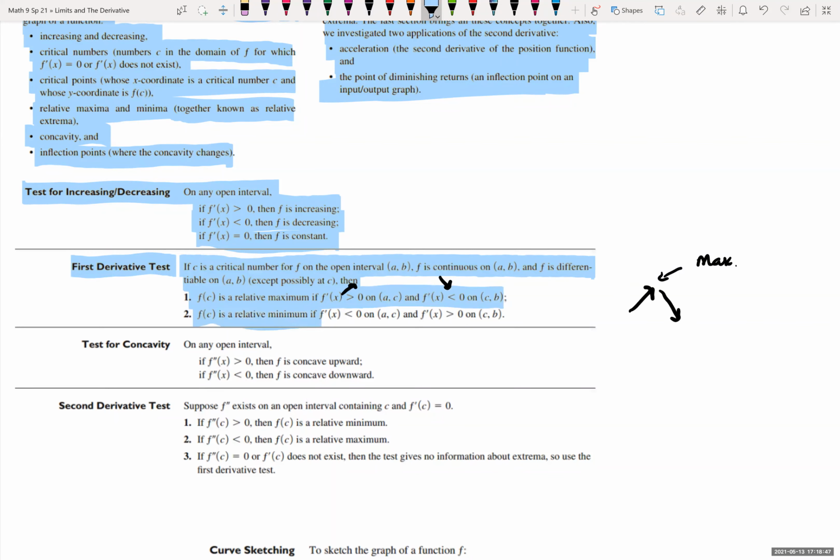So we tell it's a min if we had something that was decreasing on one side of our critical value and then increasing on the other side. And this would be a min.